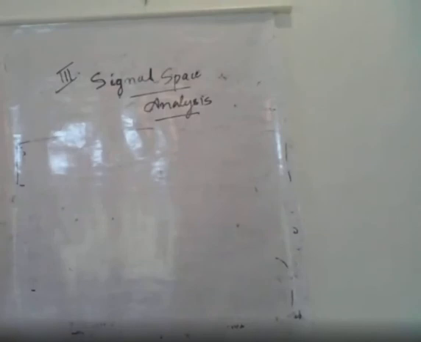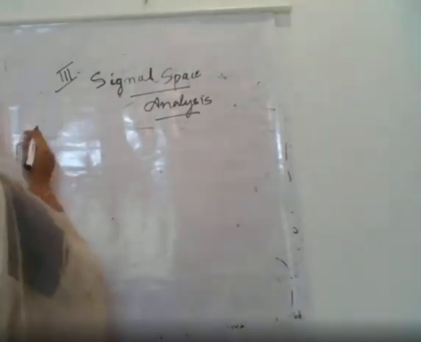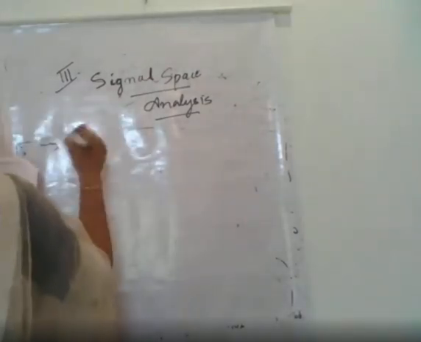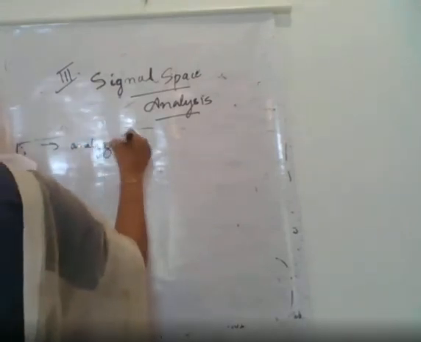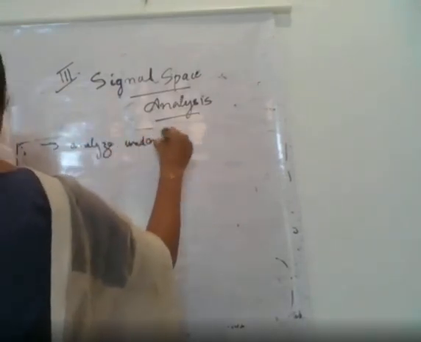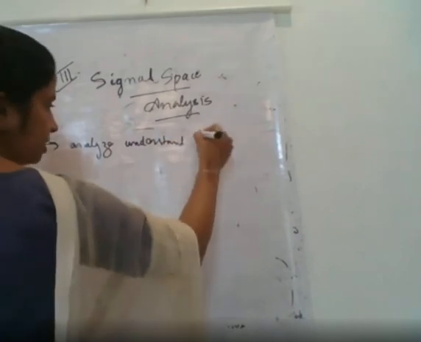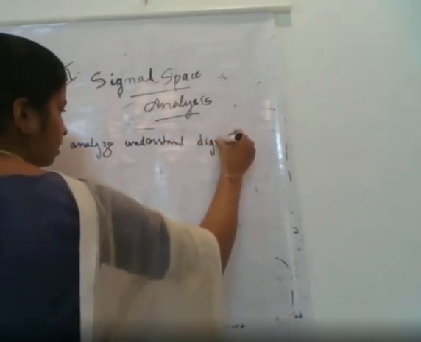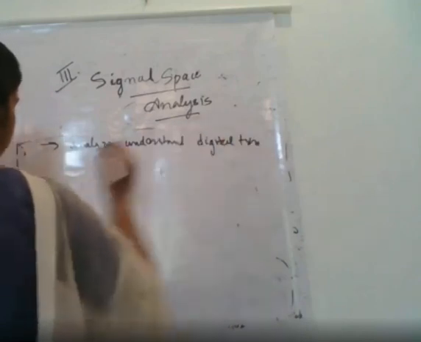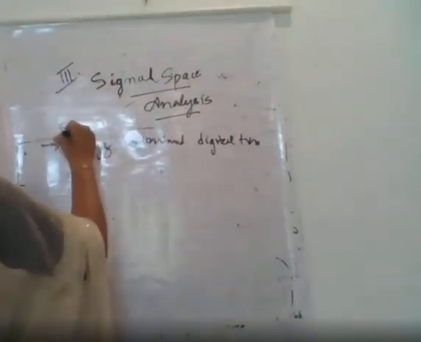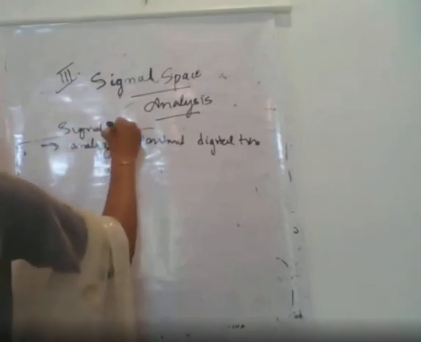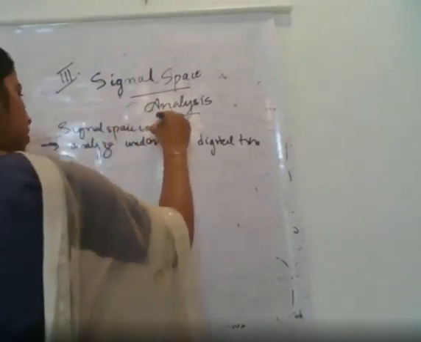Now we will learn about the signal space concept. Signal space concept is a key to understand and analyze the performance of digital transmission. This signal space concept is used to understand digital transmission and analyze its performance.